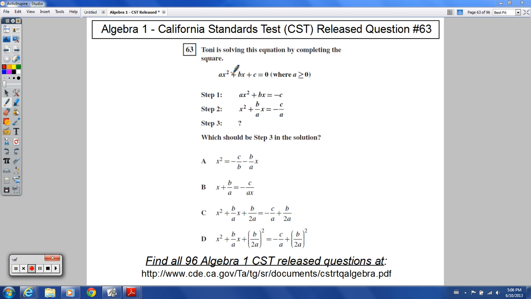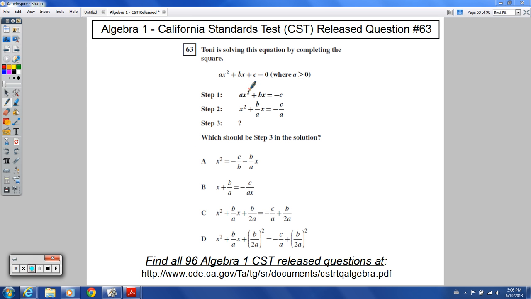We've got ax squared plus bx plus c equals 0, where a is greater than or equal to 0. That just means that x squared actually has a number in front of it. It doesn't fall out because that a was 0 or a negative number. So we're dealing with positive numbers for the coefficient a.